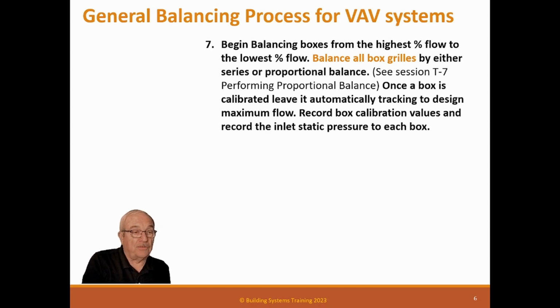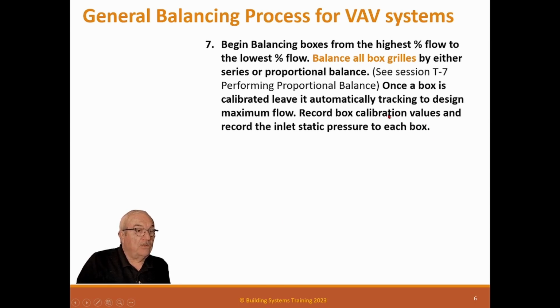So if you balance the first two grills and you go through 10 grills and you go back to the first two grills, they're going to be higher flow than they were. And that's why proportional is always preferred. Number one for productivity, and number one for being the correct flow. So once a box is calibrated, leave it automatically tracking to design maximum flow. Record box calibration values and record the inlet static pressure at each box.